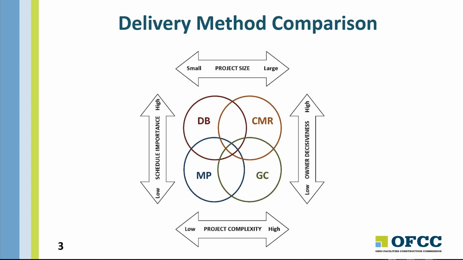The overlapping of these circles illustrates that there isn't a one-size-fits-all type of solution when choosing the best delivery method for a project. Multiple methods can work, and in fact, prior to 2012, multiple prime was the only allowed method for public construction in Ohio. So public owners made multiple prime work across all of these project characteristics. But now with the flexibility of alternate delivery methods, owners can choose which method fits best for their needs.